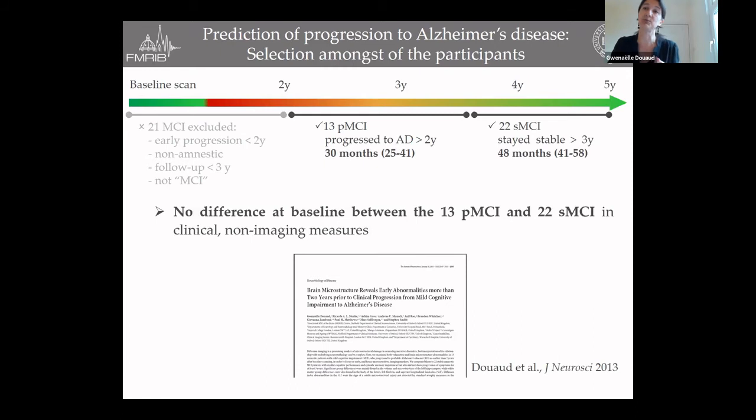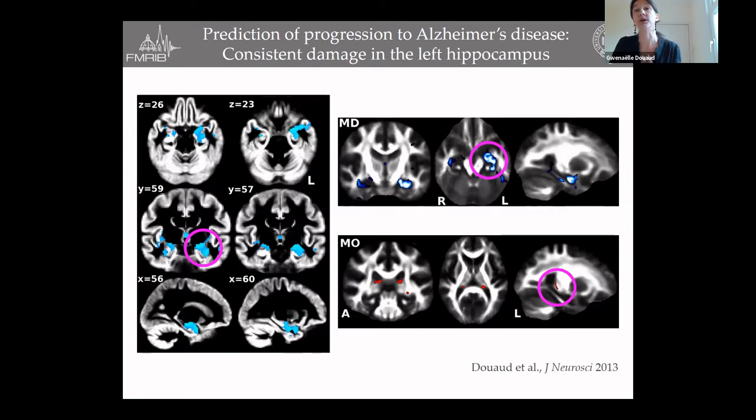So for all intents and purposes, these were completely the same on clinical and neuropsychological measures. But actually, when we looked into the brain, we could see consistent damage already at baseline, so more than 2 years before they progressed to Alzheimer's disease, in the medial temporal lobe, but not only, and essentially more marked in the left hippocampus.